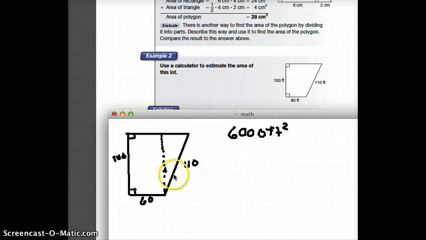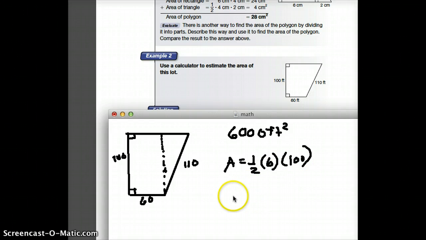Then for the other one, we need to find the area of this triangle. Remember, what we need for that is the base, which is the big thing at the bottom. We don't know what that is yet. And the height. Look across: the opposite sides of the rectangle have the same length, so we know that's 100. So area is 1/2 base, which we don't know yet, times height, 100.